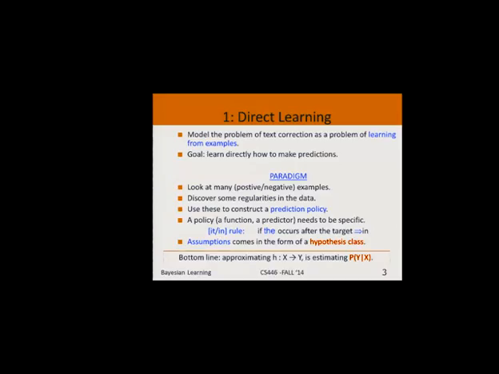The assumptions that come into play are in the form of the hypothesis class. We choose a function class, and we say we're going to learn into this class. Really, what we've done is, in approximating this function, we estimated this probability distribution, the probability of a label given X.